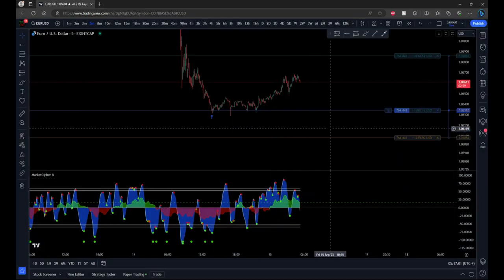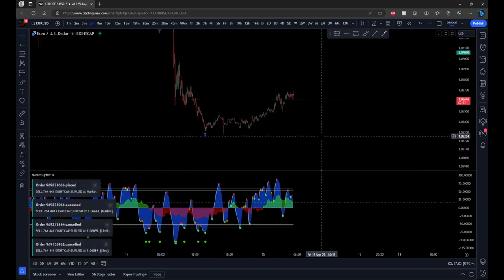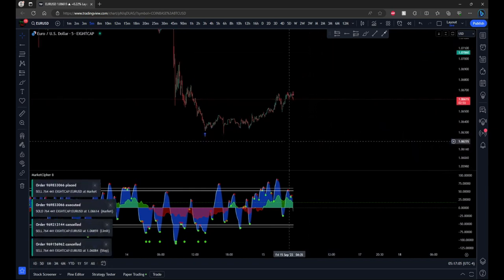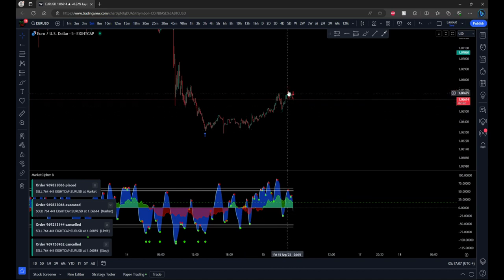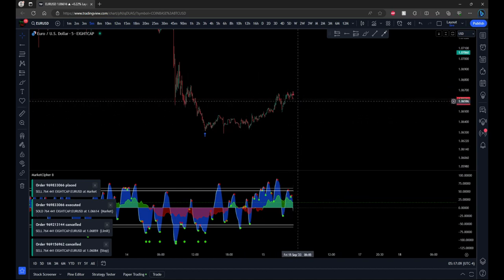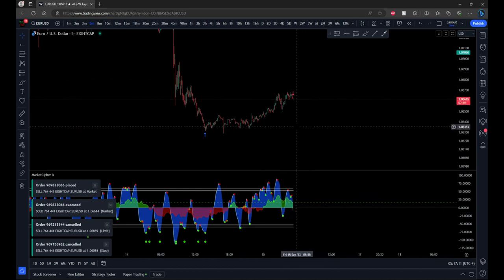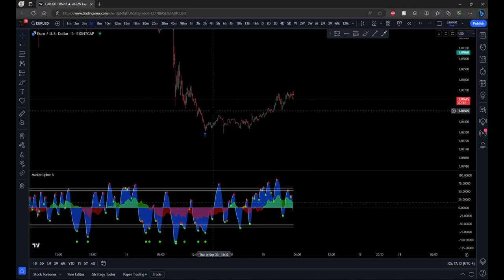And there it goes. So that will conclude it for this video and this trade setup. It was somewhat successful, didn't quite make it to the target, but perhaps it will in the coming hours or days. But anyway, that's it.